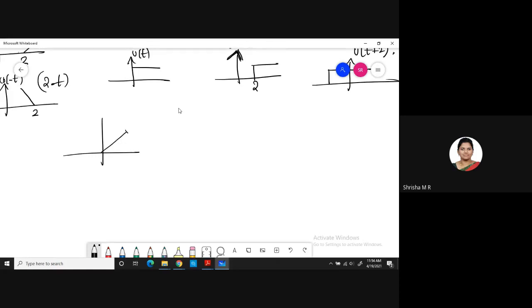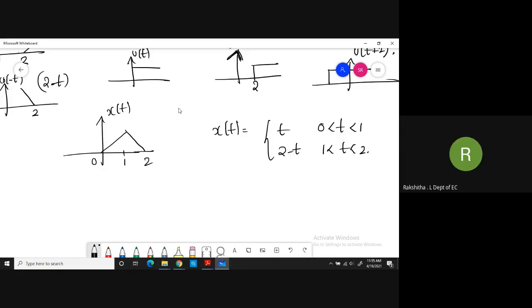So you have a signal from here to here. It is 1, 2. This is your x of t. So how do you write x of t? It is t between 0 to 1 and it is 2 minus t between 1 to 2. Understood? Did you guys follow? Yes, ma'am. So how do you calculate the energy of this? It's an energy signal, right? A triangular wave is an energy signal. So how do you calculate energy for this?